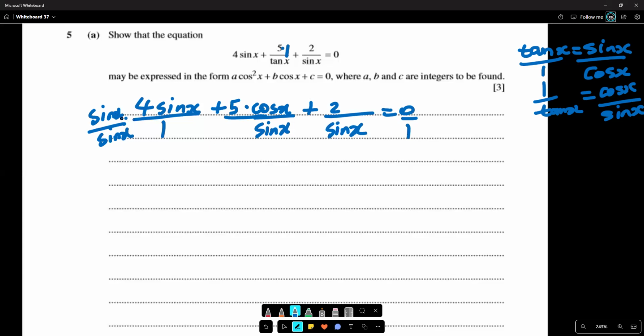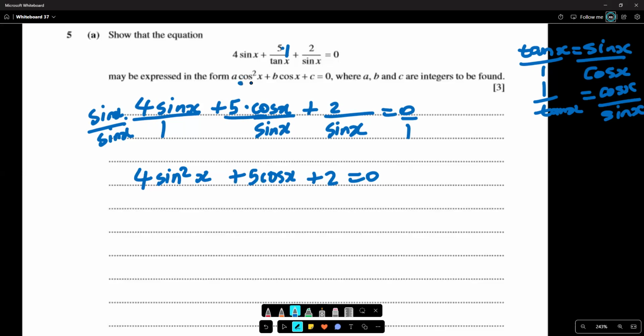So I have 4 sine x times sine x, which is 4 sine squared x plus 5 cos x plus 2 equals to 0. This part I'm not multiplying by anything, similar to that one, because they're already under the denominator. All right, awesome. So now let's check what we have obtained so far relative to what we are trying to find.